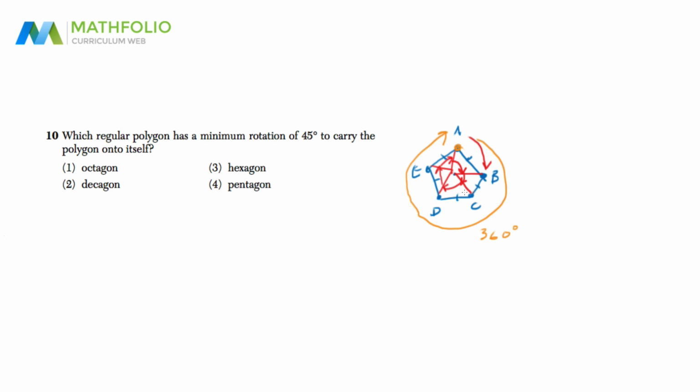So because there are 5 vertices here, in the case of a pentagon, all we would need to do is turn it 360 divided by 5. And 360 divided by 5 gives us 72 degrees. So in the case of a pentagon, it would need to turn 72 degrees to go back onto itself. But we're not talking about 72 degrees. It's asking us which regular polygon has a minimum rotation of 45 degrees to carry it onto itself.